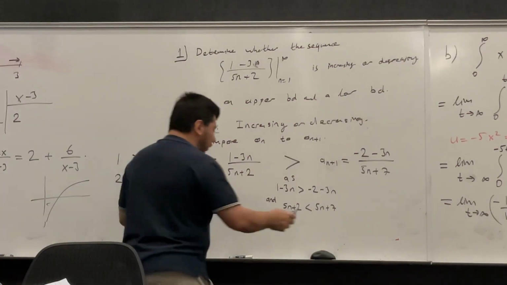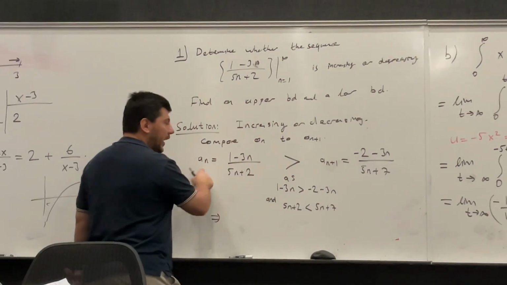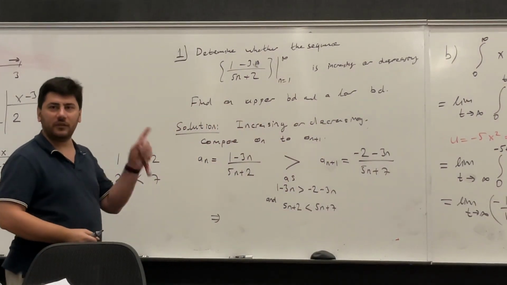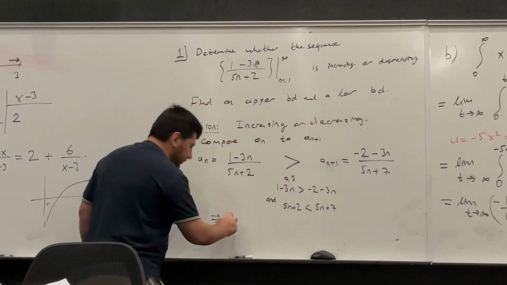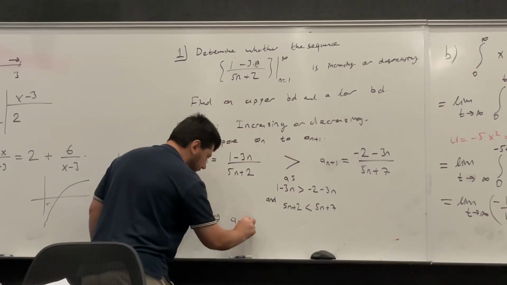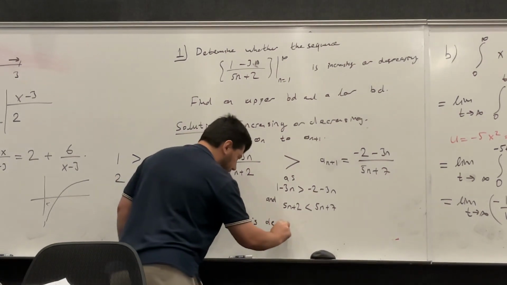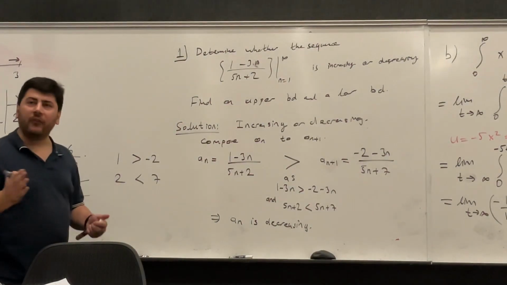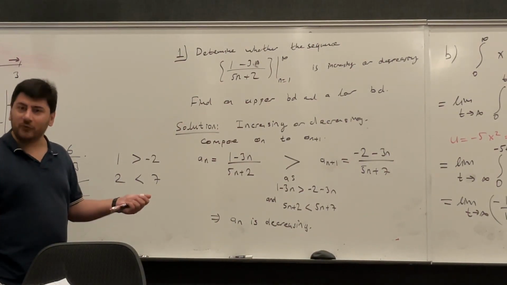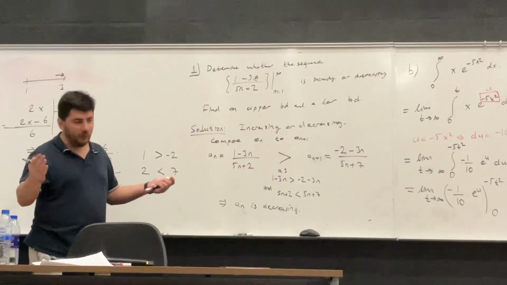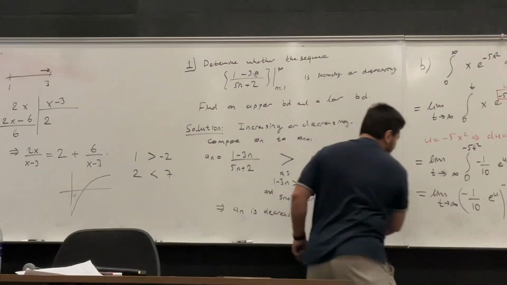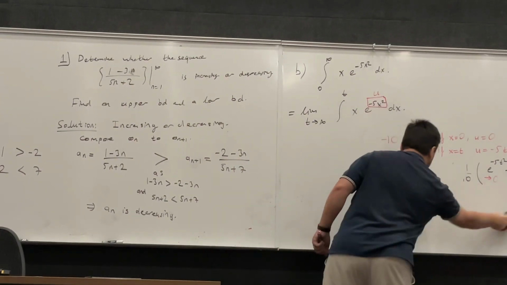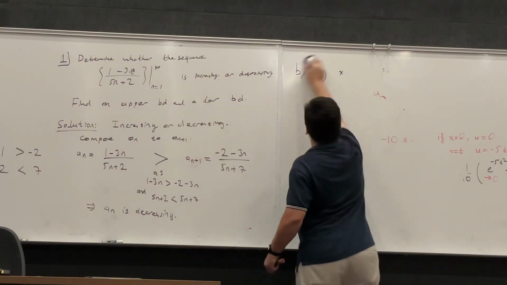Very good. So if an is bigger than an plus 1, the sequence is decreasing. If it is decreasing, then finding a bound is easy because the biggest value will be the first one, which is negative 2 over 7.